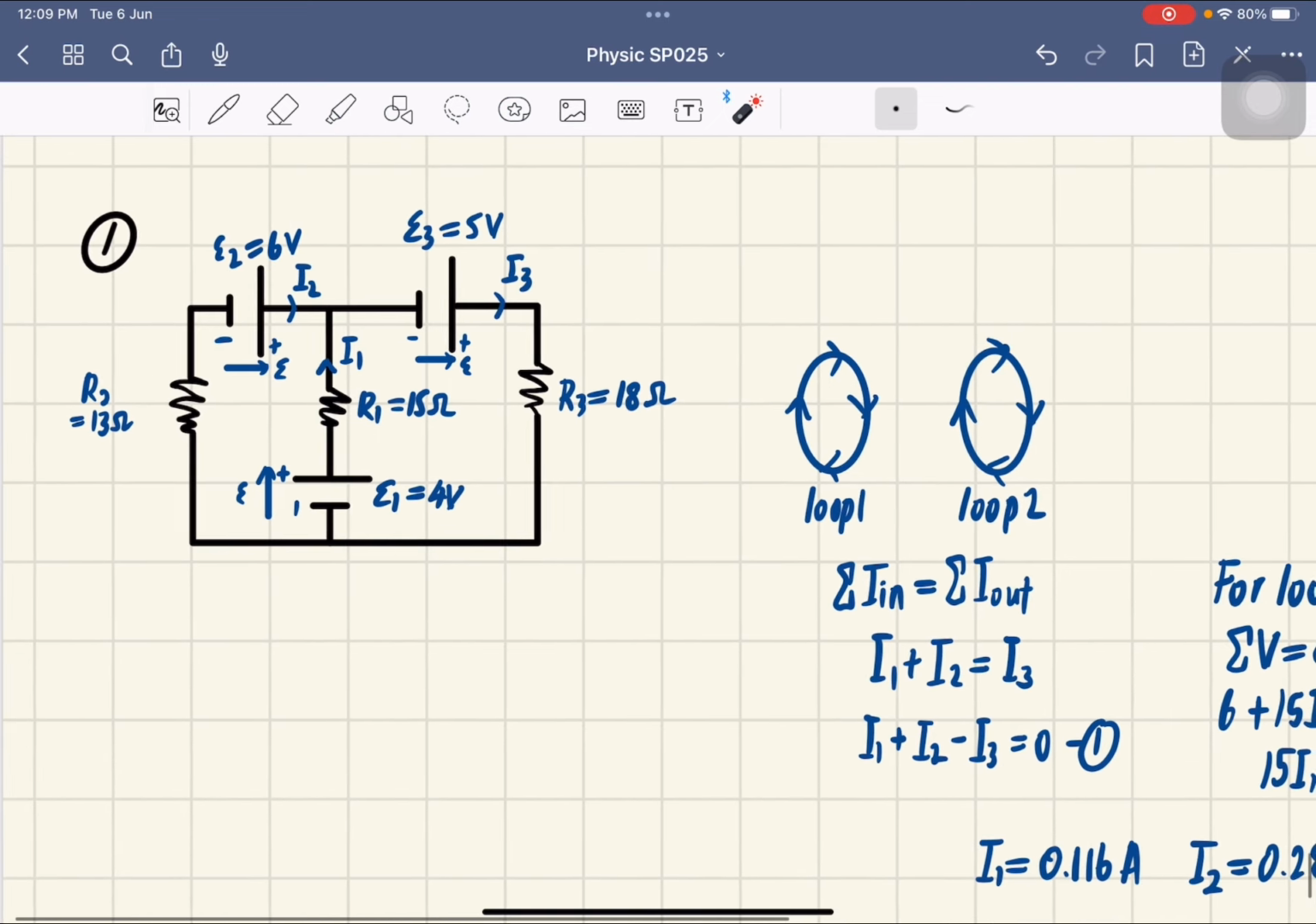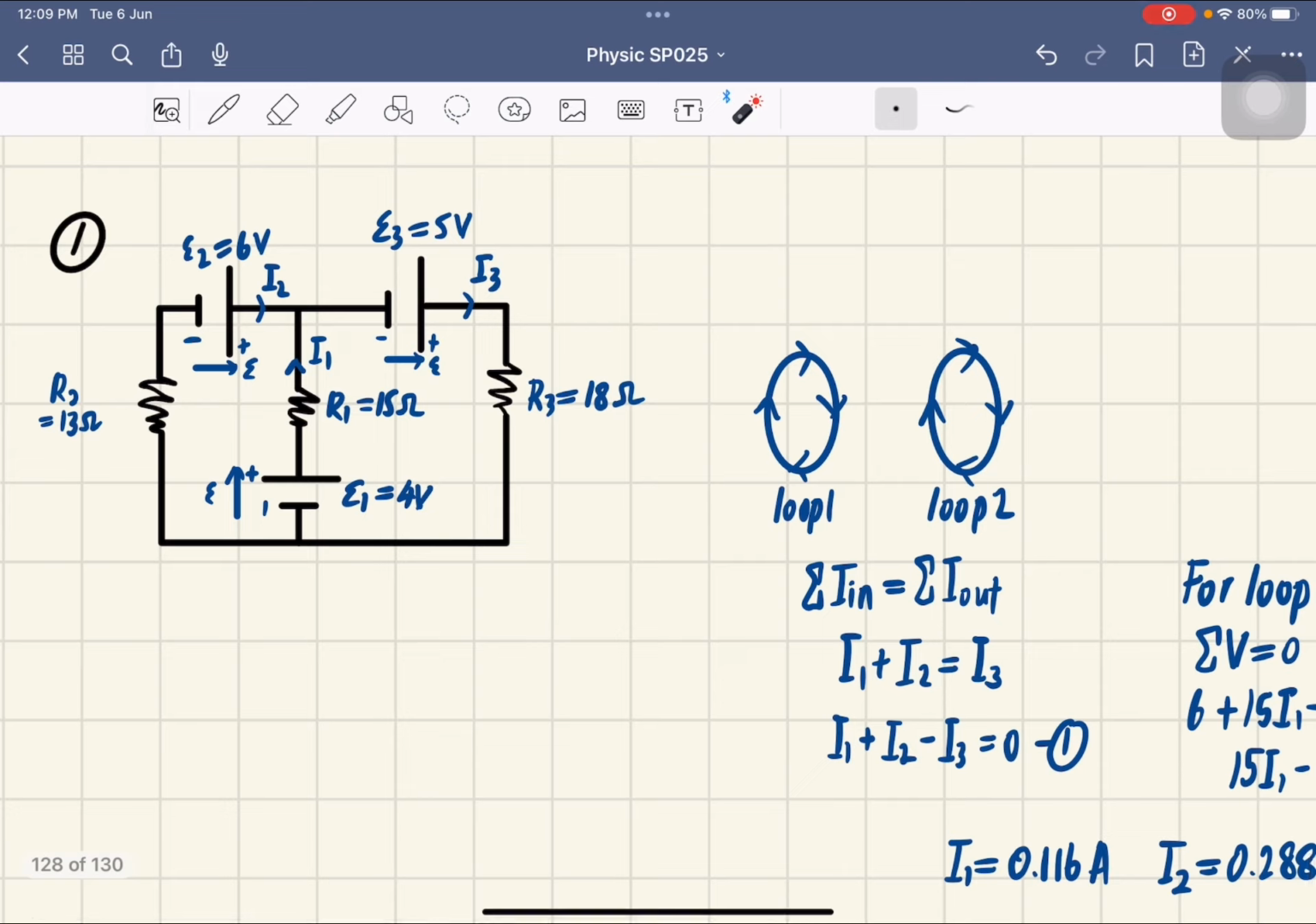So, by applying Kirchhoff's first rule, which is the sum of current in is equal to the sum of current out, the current in is I1 plus I2, and the current out is I3. Subsequently, we can form an equation: I1 plus I2 equals I3. Then the first equation is I1 plus I2 minus I3 equals 0.